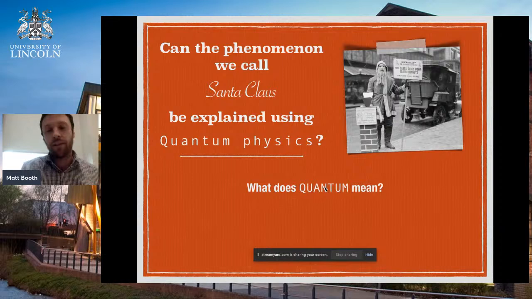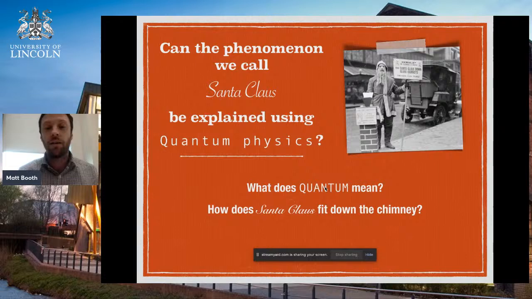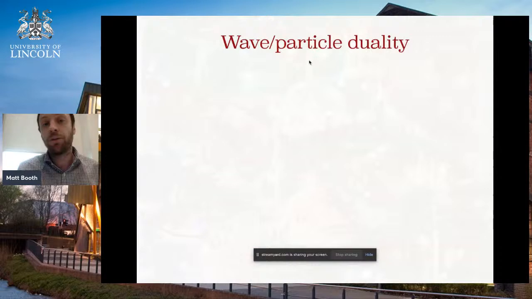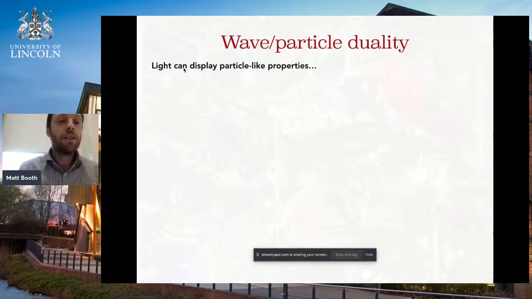So the next question then was, how does Santa fit down the chimney? So to answer this question, we're going to have to take a bit of a long path to get there, and then we'll come back and actually answer this question a bit more explicitly. But to answer this question, we have to really go into quantum physics. So quantum physics is not just discrete quantities of energy. There's a lot more to quantum physics and quantum mechanics than this. So you may have heard of something called wave-particle duality. So this is our starting point for our second question. And so we've just seen that light, which we traditionally thought of as waves, can display particle-like properties. So for example, the photoelectric effect could only be explained if we thought about light as being particle-like.